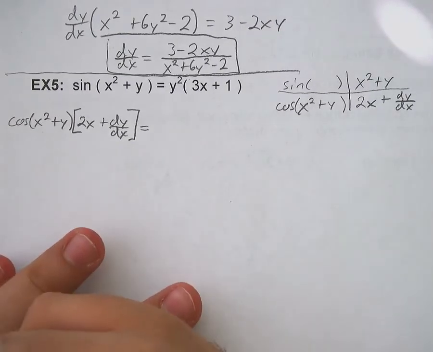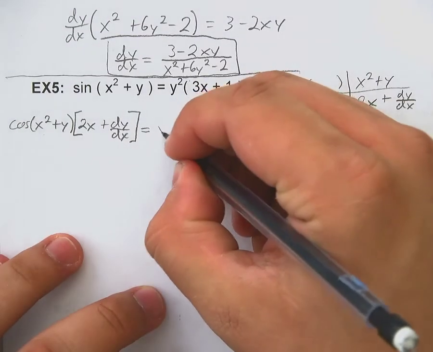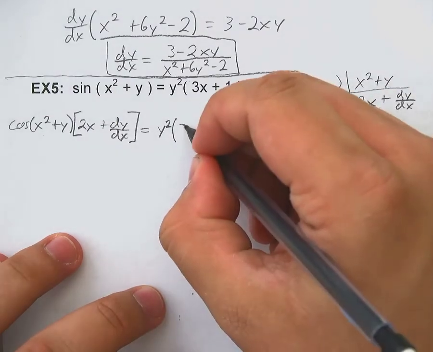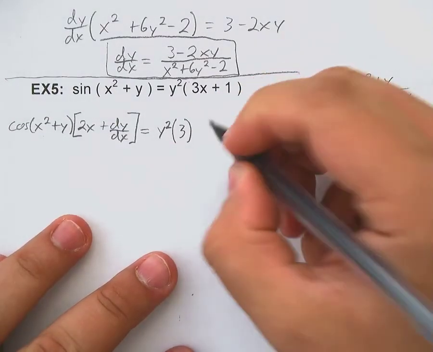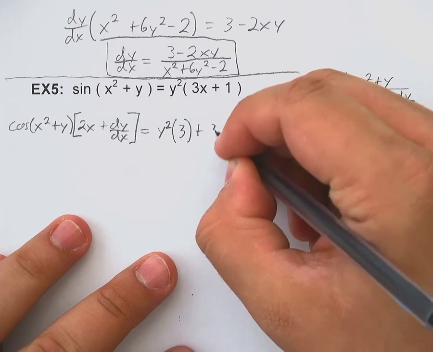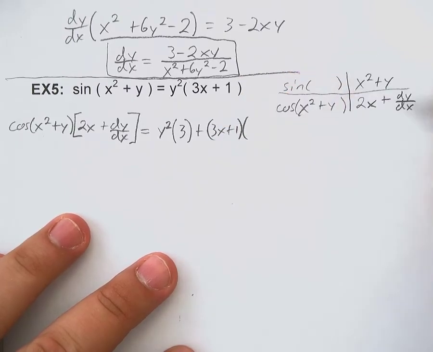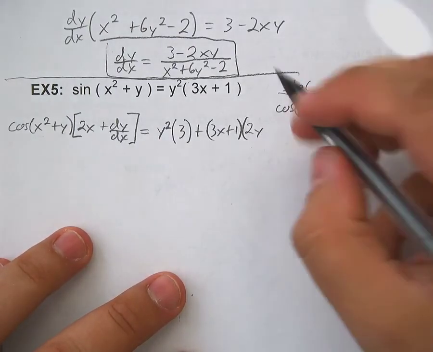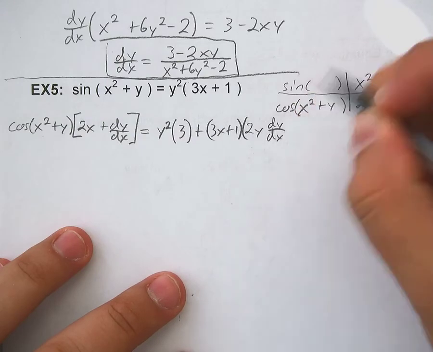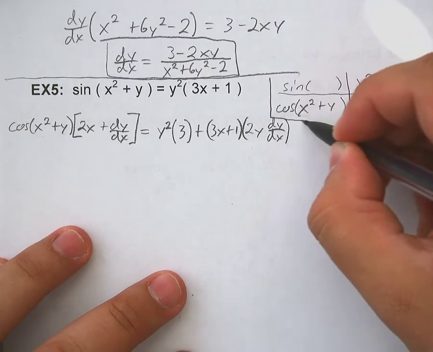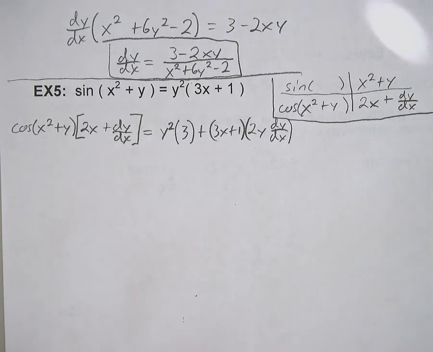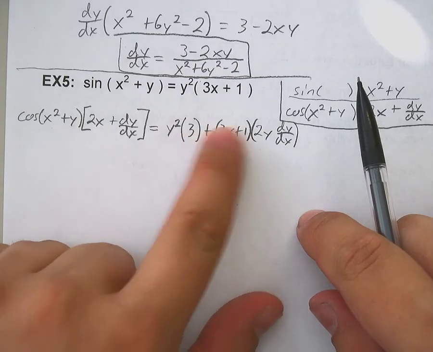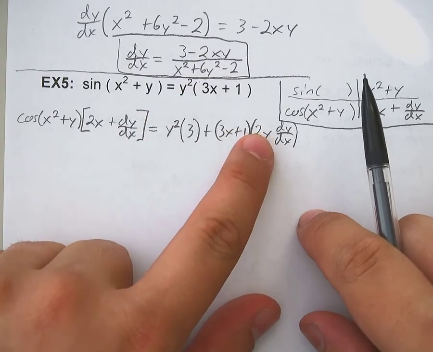So we've got the first, y squared, times the derivative of the second, which is 3, plus the second, 3x plus 1, times the derivative of the first, which is 2y dy dx. I'm sorry this looks so jumbled up. Let me see if that'll separate it, if that'll help. First times the derivative of the second plus second times the derivative of the first, 2y dy dx.